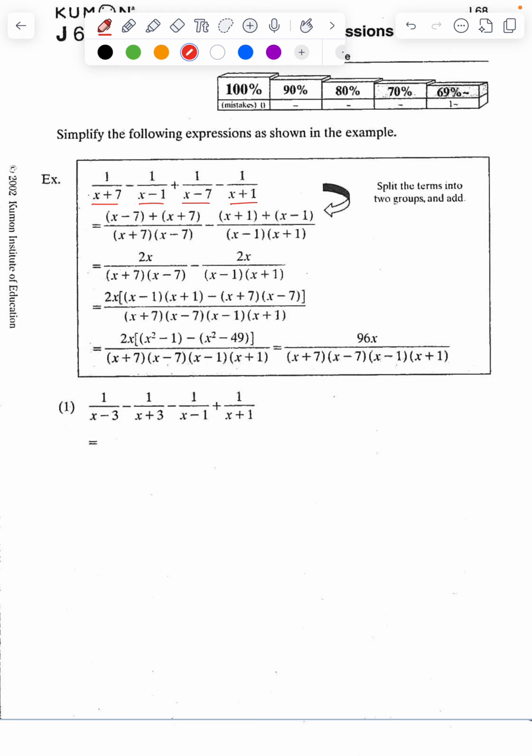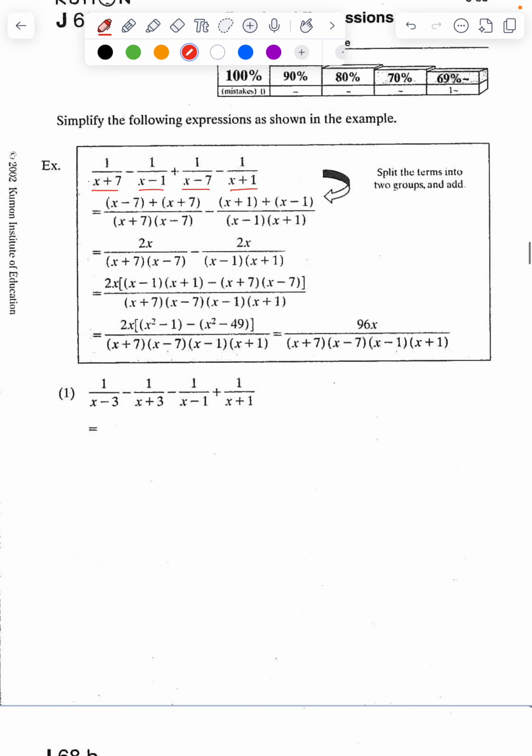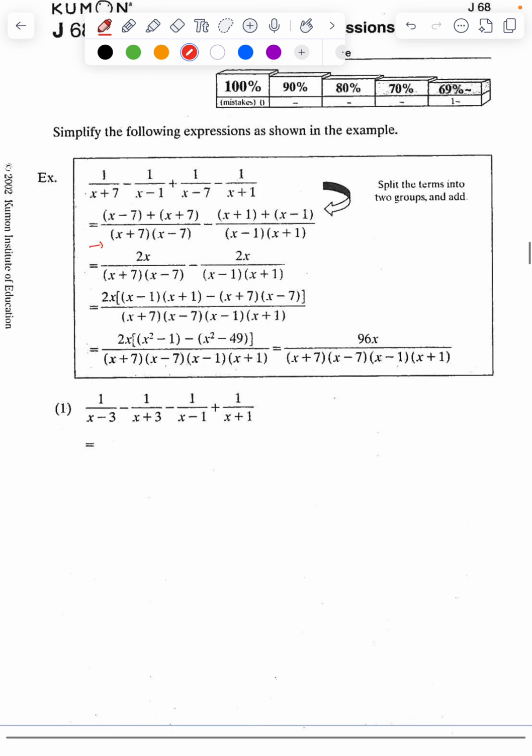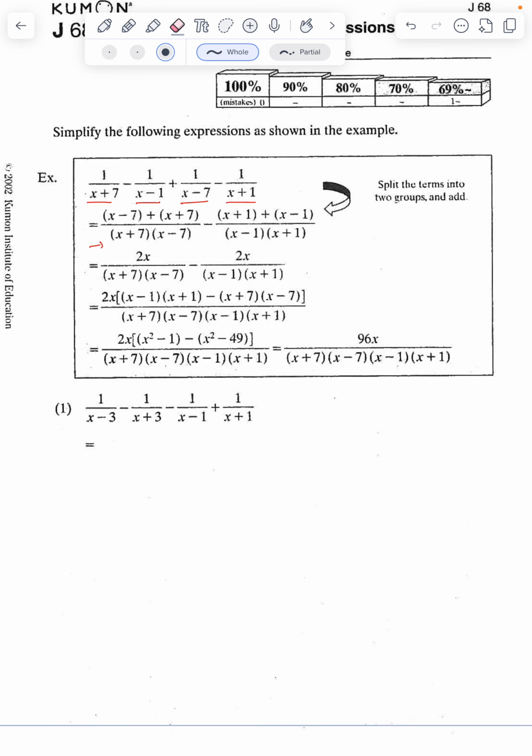Immediately in your mind, you should be thinking about difference of squares, because these are fractions. So we need to find the best combination so that we can create a difference of squares combination. What I mean is, instead of finding the common denominator between x plus 7, x minus 1, x minus 7, x plus 1, we group them up as x plus 7, x minus 7, then x minus 1, x plus 1.